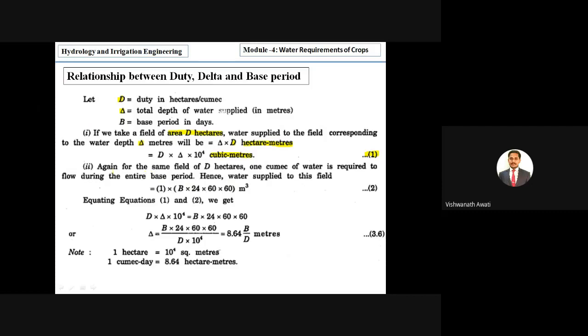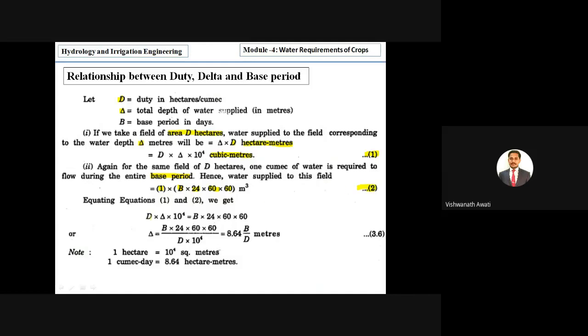Then we'll go for the next condition. Again, for the same field of D hectares, 1 cumec of water is required to flow during the entire base period, right? Hence the water supply to this field is 1 cumec into B, the base period, converted into 24 hours into 60 minutes into 60 seconds, giving cubic meters. This is equation 2.